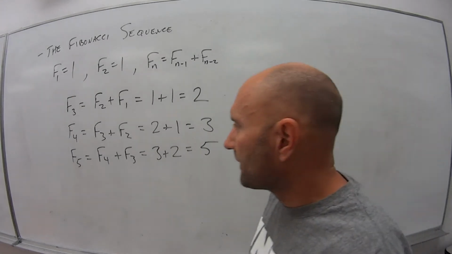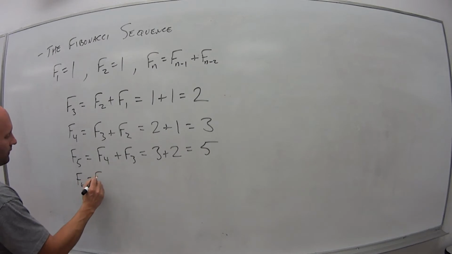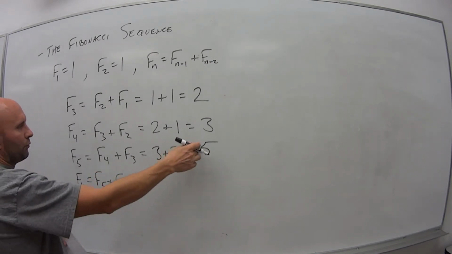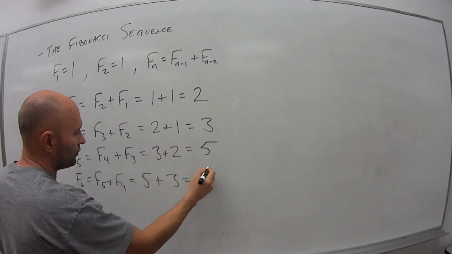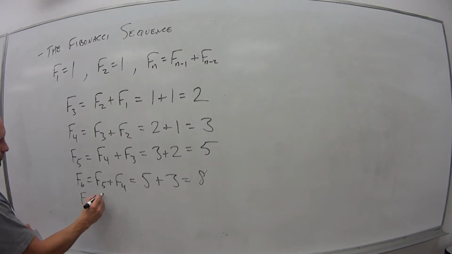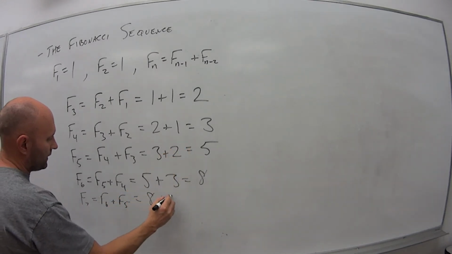All right, welcome back. So f of 6 is what? It's f of 5 plus f of 4. So the way we have this written, it's just the two above it. 5 plus 3, which is 8. F of 7 is what? Well, it's f of 6 plus f of 5. So 8 plus 5 is 13.